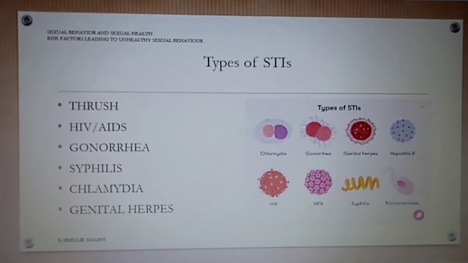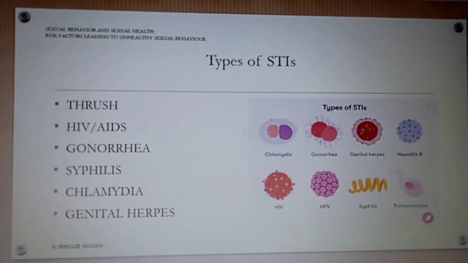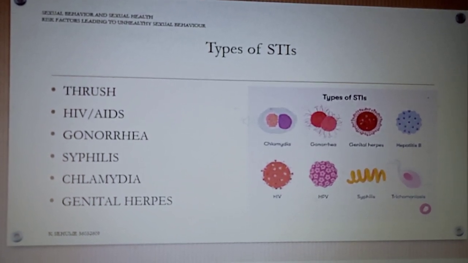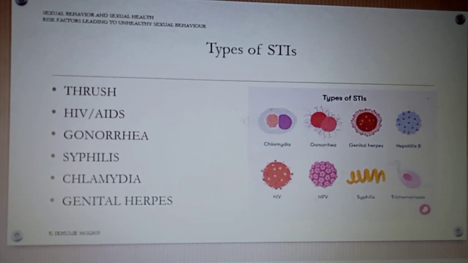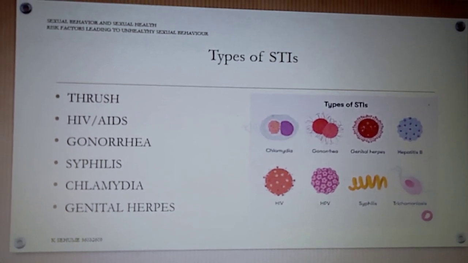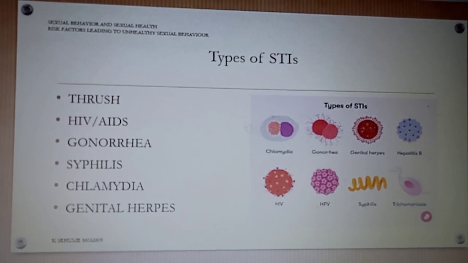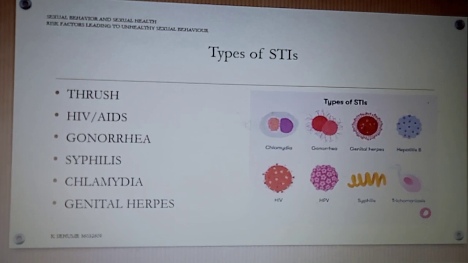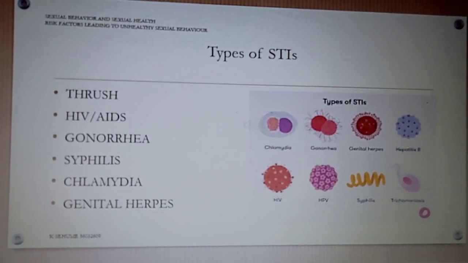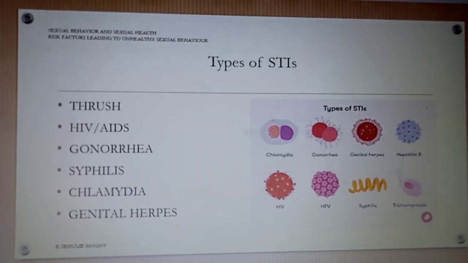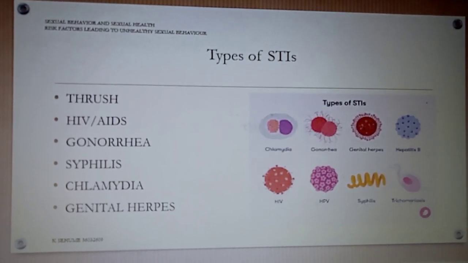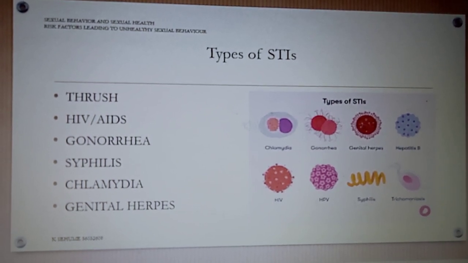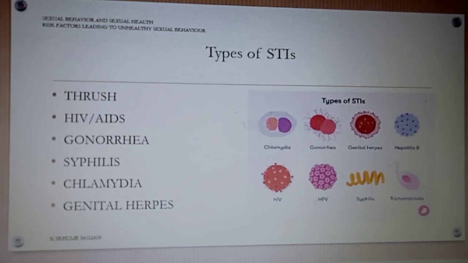Now here are the types of STIs. STI is a sexually transmitted infection, which can be contracted if someone has sexual intercourse with somebody who's infected and not using protection. Now we have the types of STIs. We have thrush, HIV and AIDS, gonorrhea, syphilis, chlamydia, and genital herpes. There are more than 20 types of STIs. In your Life Orientation Spot On textbook, you can get more information regarding the types of STIs that we have.